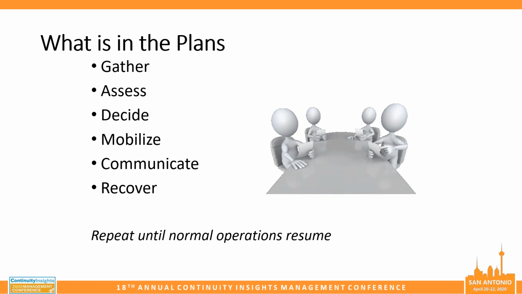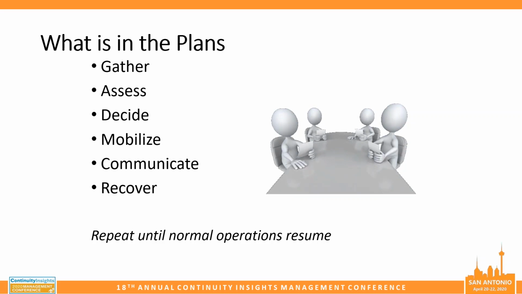So all of our plans are built on this strategy. The first thing you have to do once an incident has been identified is gather. We need to gather the key decision makers about what's going on. So the process of gathering: how are we going to gather, where are we going to gather, who's going to gather the people, etc. That's the first step in the plan.